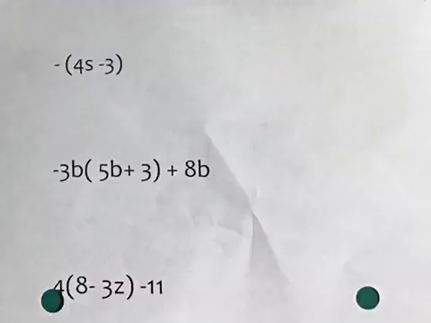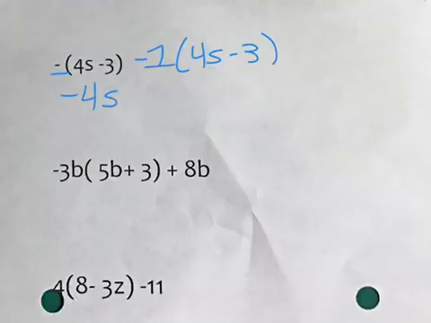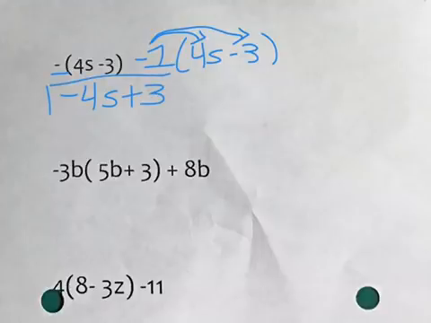So this is interesting. There is a negative on the outside. That is the same thing as a -1 being distributed. So if we have a -1 times 4s, so -1 times 4s is going to be a -4s, because a negative times a positive is a negative. Now, we have to distribute the -1 or the negative to the -3. So -1 times -3 is actually +3. So our answer is -4s plus 3.